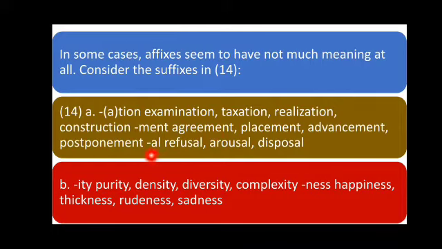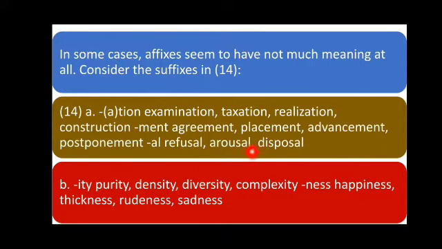And here we have al, from refuse, refusal; arouse, arousal; and dispose, disposal. So what do they do here? They turn verbs into nouns. Again, category change. The function of these suffixes al is category change.